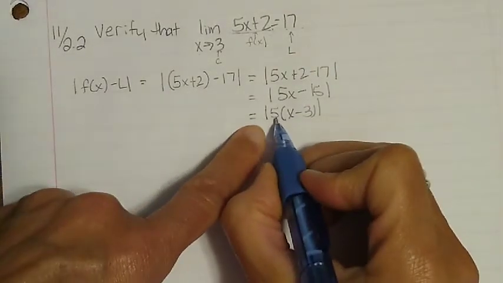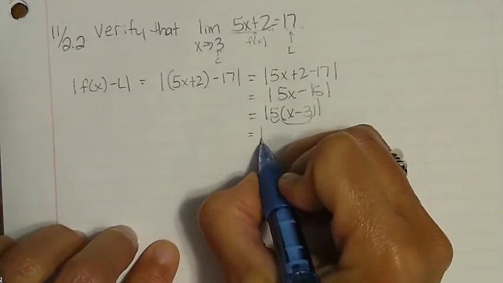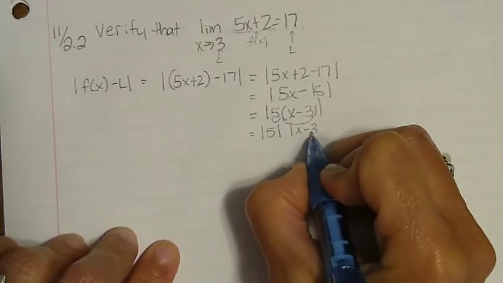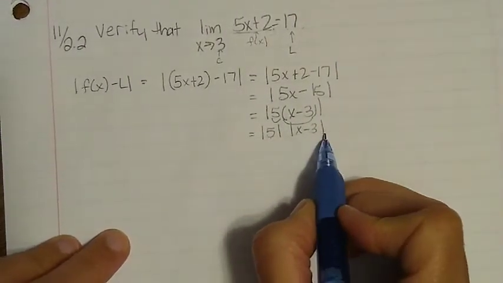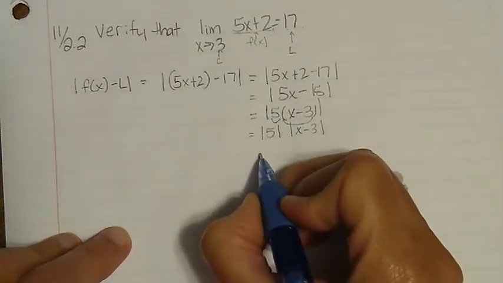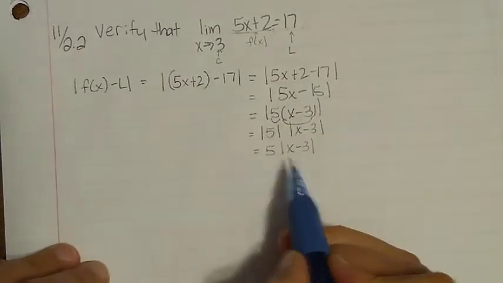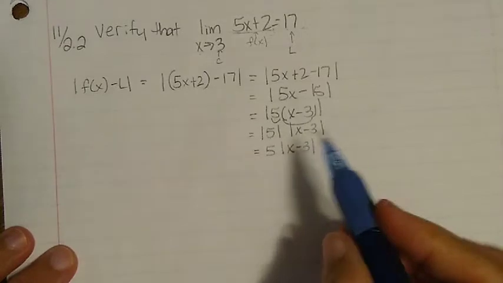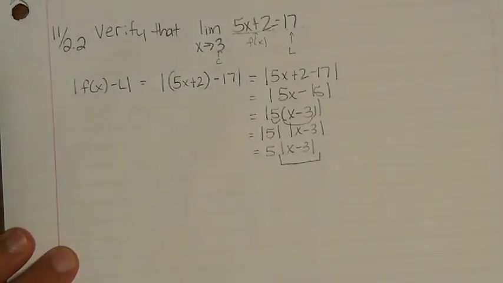So this is the absolute value of a product. Here's one factor. Here's the second factor. That's the product of the individual absolute values. And the absolute value of 5 is 5. We have to leave the absolute value bars around the x minus 3 because x is variable. We don't know what the sign is for that one. But notice what popped up is information about the difference between x and 3.